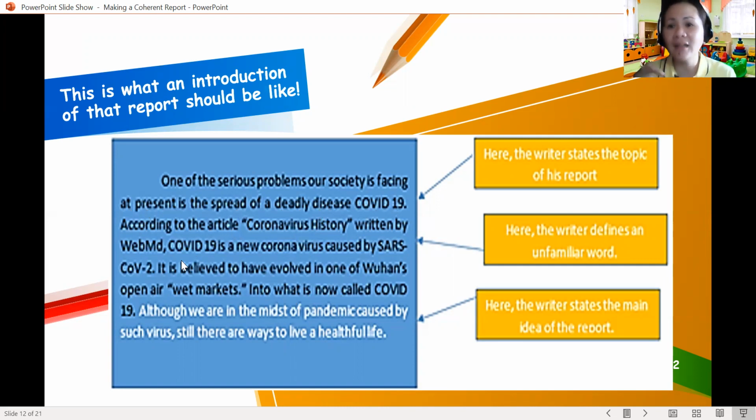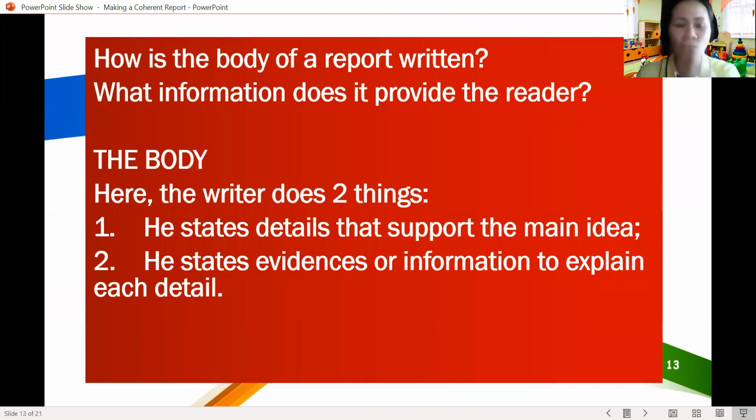After we define the topic, we are going to state the main idea of the report. The main idea of our report is, although we are amidst a pandemic caused by such virus, still there are ways to live a healthful life. All right, so we are done now with our introduction by simply stating the topic of the report. Then we define the topic, and the last one, we state the main idea of the report, or what we call the main thesis of our report. Next one, how is the body of a report written? What information does it provide to the reader?